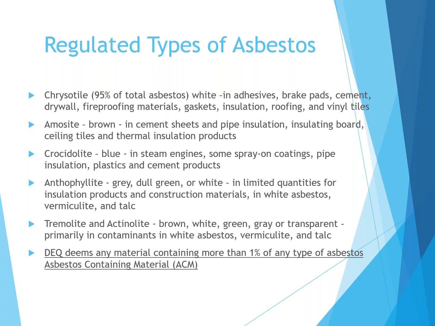And here's kind of the important point with asbestos: DEQ deems any material containing more than 1% of any type of asbestos to be an asbestos-containing material. So if you see ACM, that acronym, in any report, and specifically if you see that ACM contains 1% or more, that is considered asbestos-containing. On lab reports, most of the time, to show it as being non-detect or not a concern, you'll see a less than 1% to show that the asbestos, if there is any, is less than 1%.